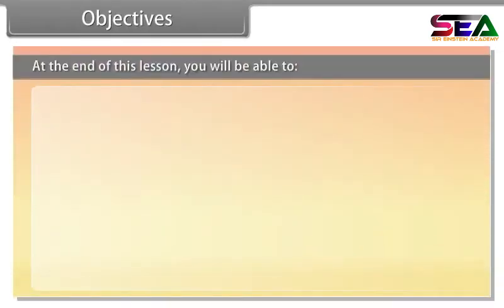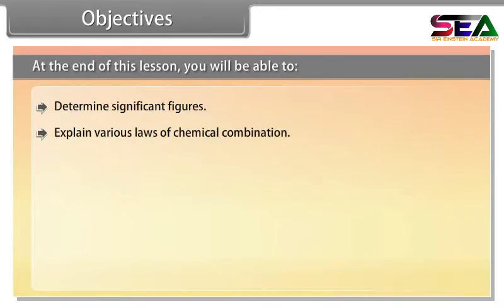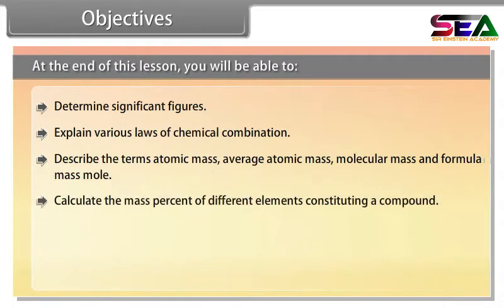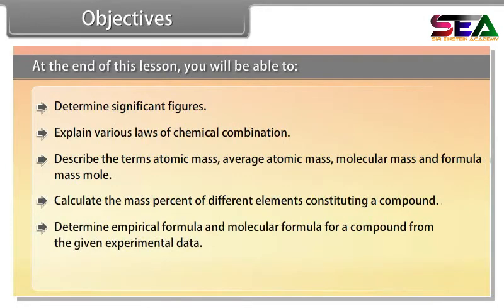Objectives. At the end of this lesson, you'll be able to determine significant figures, explain various laws of chemical combination, describe the terms atomic mass, average atomic mass, molecular mass, formula mass, and mole. Calculate the mass percent of different elements constituting a compound. Determine empirical formula and molecular formula for a compound from the given experimental data. Perform the stoichiometry calculations.